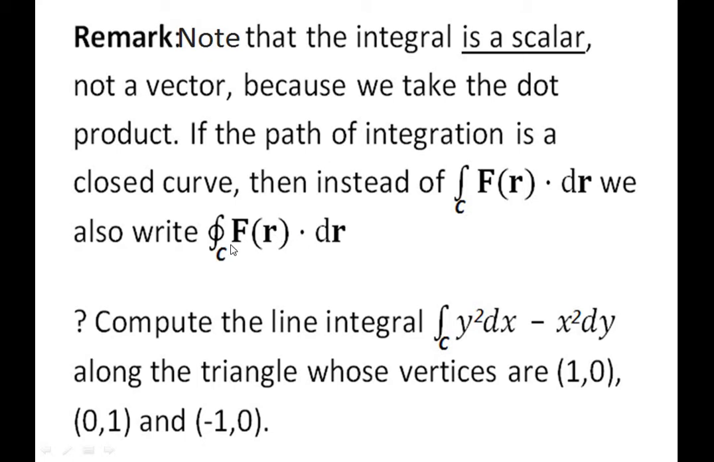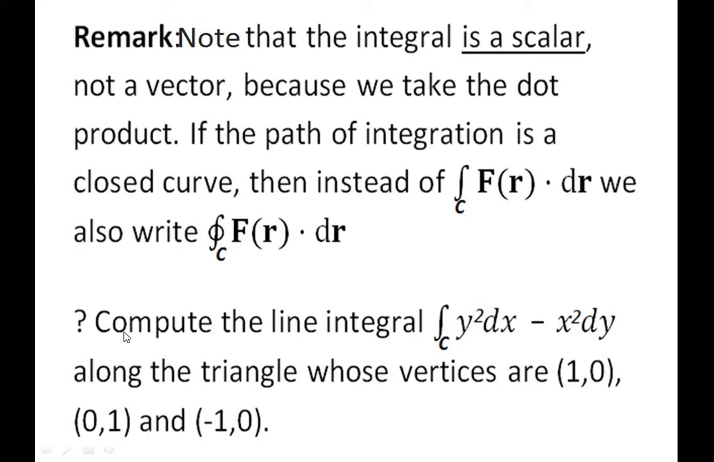Suppose our path is closed. Then the integral over C of f of r dot dr, we can also write as a closed integral, that is the symbol of an integral with a circle, which is read as closed integral over C of f of r dot dr. Here C is a closed curve. Okay, then we move to the examples or question section.